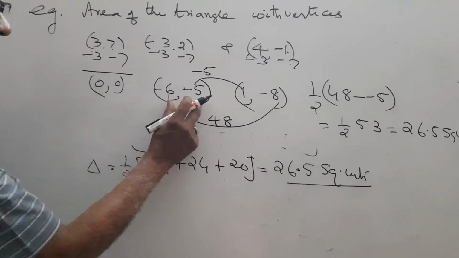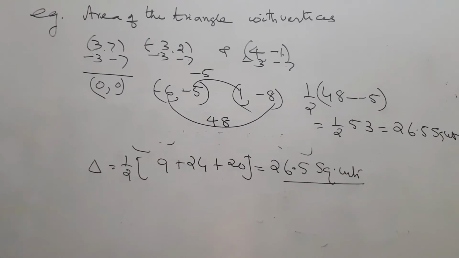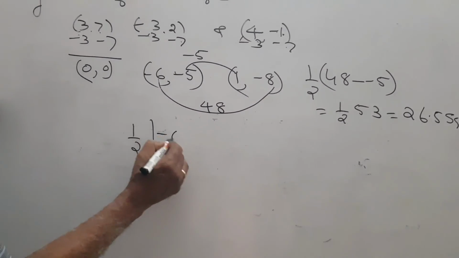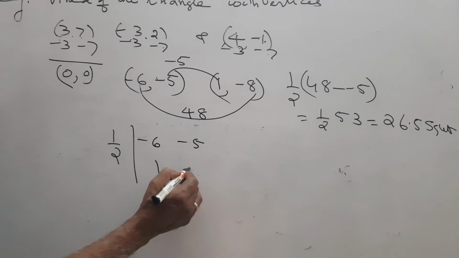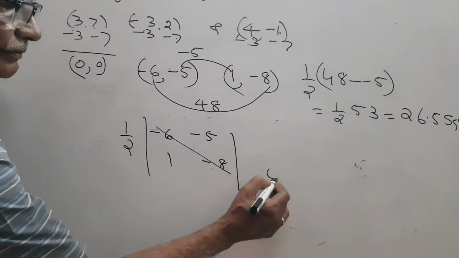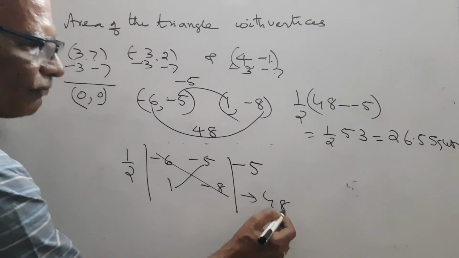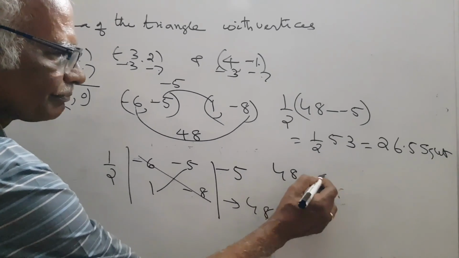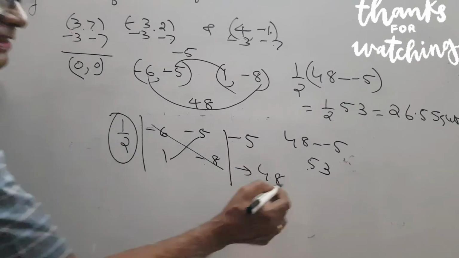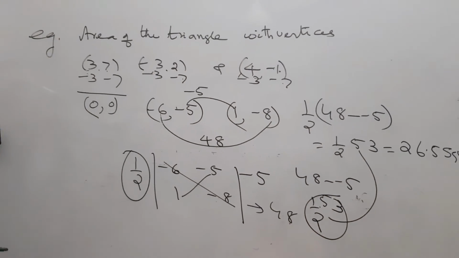Now, when you get these two, you can use the determinant formula: half of minus 6, minus 5, 1, minus 8. When you multiply this diagonal, you get 48. When you multiply this one, you get minus 5. So 48 minus minus 5 is 53, and there is a half. So the result is simply half of 53, which is the same thing as this.